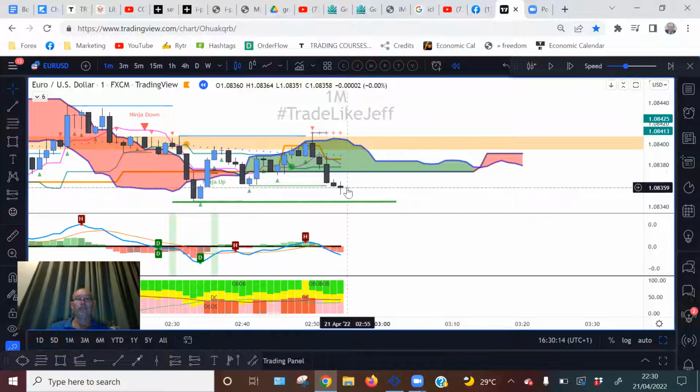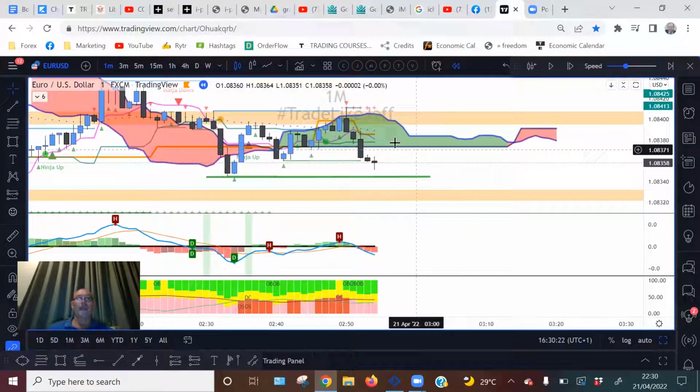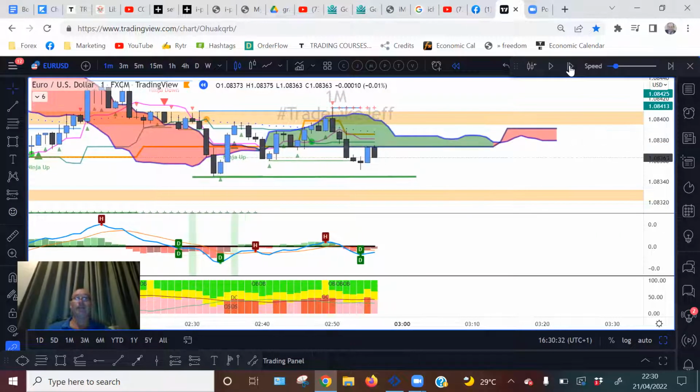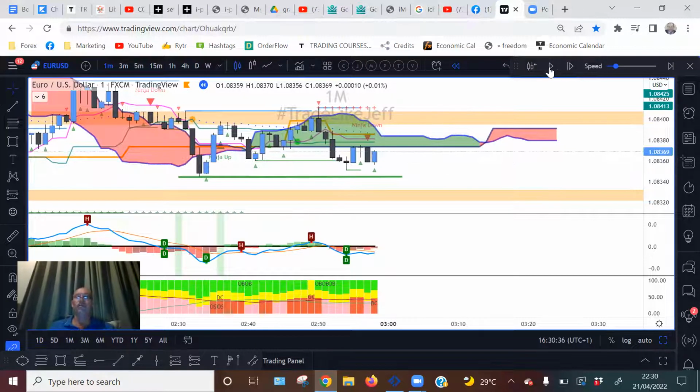What I'm looking for is a decent sized candle. I'm aware of this here. Let's see if there's anything else. Everything in here is in the cloud. So I'm going to take my 1 minute, do bar by bar. And again, I'm glad I never got in. You see that, ladies and gentlemen? We're looking at all the conditions.